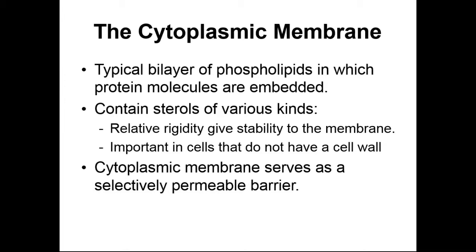Also, organisms that do not have a cell wall, generally speaking, will have a higher concentration of sterols compared to organisms that do have a cell wall, because those sterols make the cell membrane or plasma membrane a little bit more resilient and more viscous, so it's not as easily distorted. This cell membrane also is going to be selectively permeable. It lets some things go in and out, and other things it blocks and will not allow through.